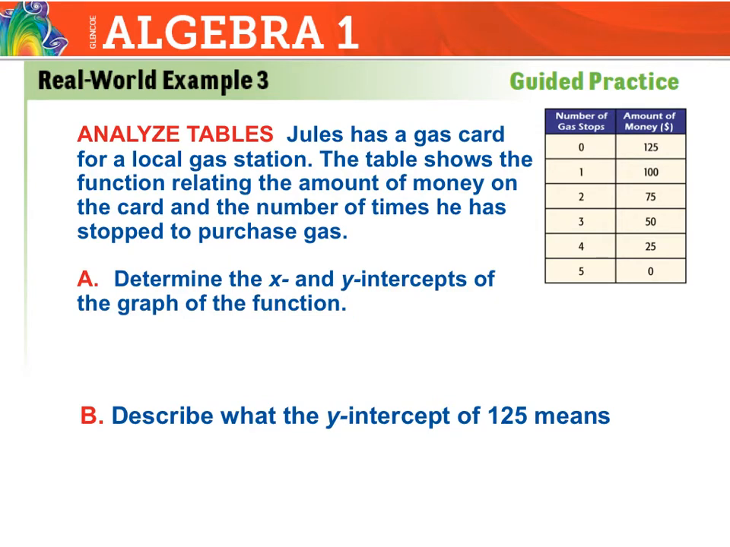Okay. Jules has a gas card. Woohoo! Good for him. Again, the table shows what we got going on here with our function. We just have to determine x and y intercepts of the graph. Sounds easy enough. Again, I'm going to look right here, and I'm going to look right here. Did it tell me which variable is which? Oh no. So am I just to guess? Are we to assume that the first one is x and the second one is y? What do you guys think?